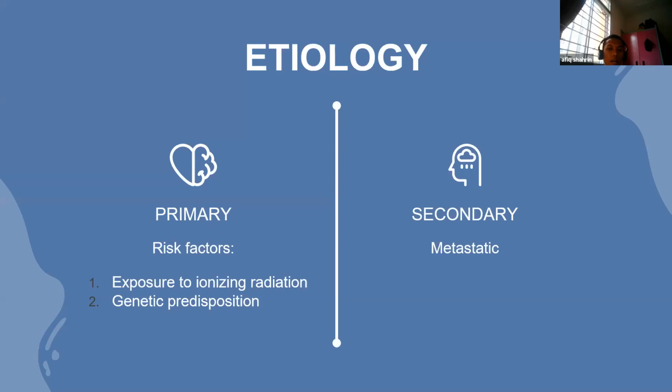And for primary causes, there are several risk factors which are highly associated with the development of brain tumor. For example, exposure to ionizing radiation and also genetic predisposition. For example, brain tumor is associated with neurofibromatosis, von Hippel-Lindau syndrome, and also tuberous sclerosis. So in physical examination, we need to look for all these physical signs of genetic problems, which can be a risk factor for the development of brain tumor.